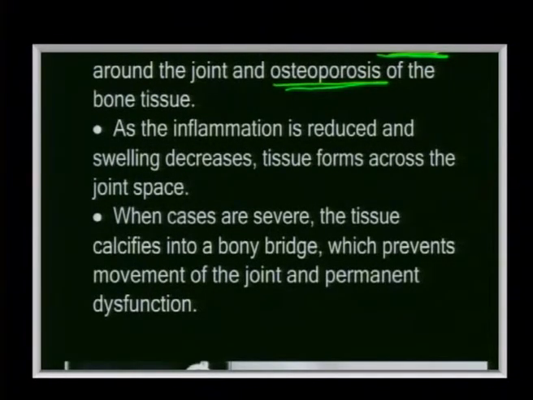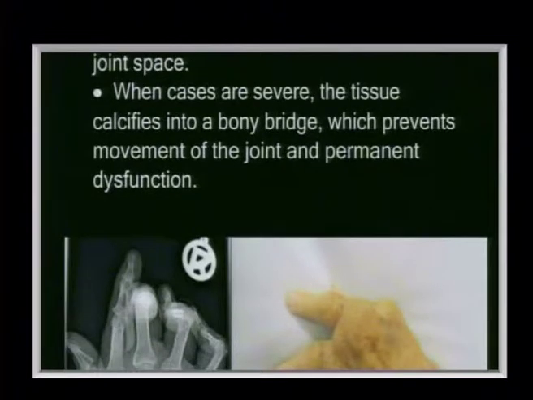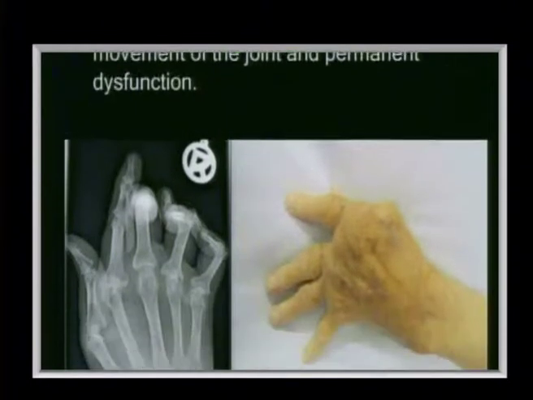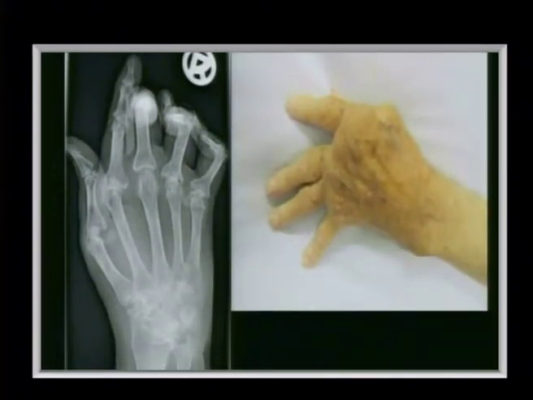As the inflammation is reduced and the swelling decreases, the tissue forms across the joint space. When cases are severe, the tissues calcify into a bony bridge, and that prevents the movement of the joint and causes permanent dysfunction. So it's almost your own body fighting itself.